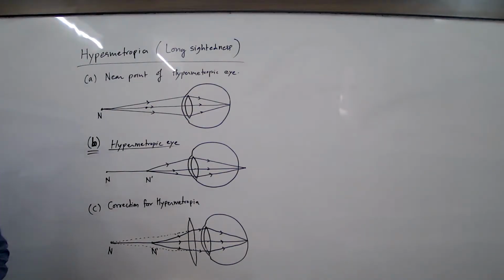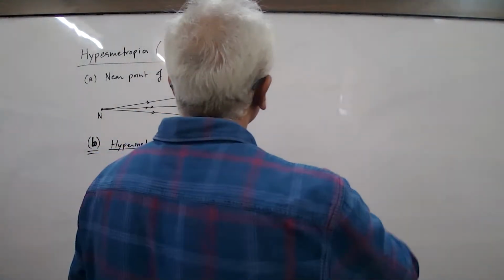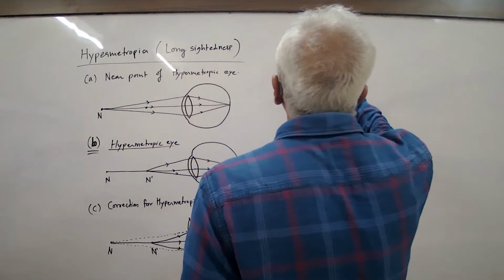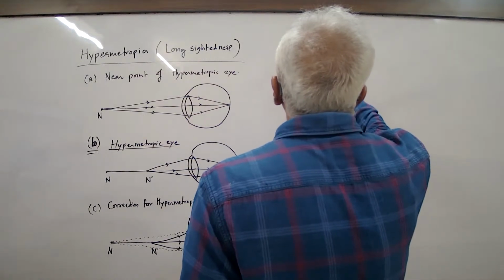So what are the reasons for hypermetropia? Flattening of the eyeball.